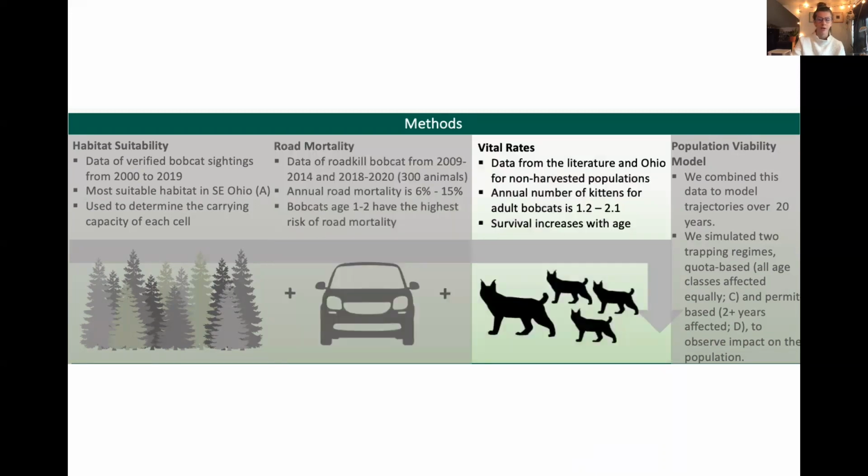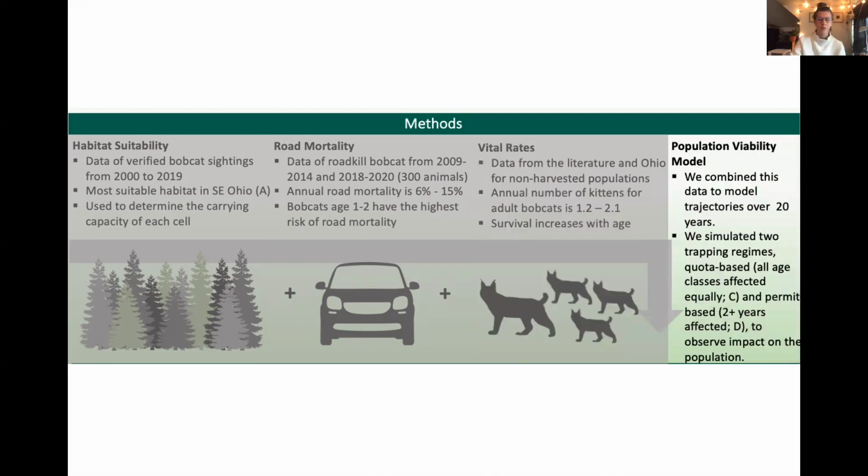To determine vital rates, so the annual survival and number of kittens per female each year, we used a combination of data from the literature for other non-harvested bobcat populations in other states, as well as data from Ohio. We found that survival generally increases with age, and that the annual number of kittens for adult bobcats ranges from 1.2 to 2.1 kittens. Finally, I have been working with my advisor and collaborator, Dr. Kevin Shoemaker, to develop a robust Ohio-specific bobcat model using this data.